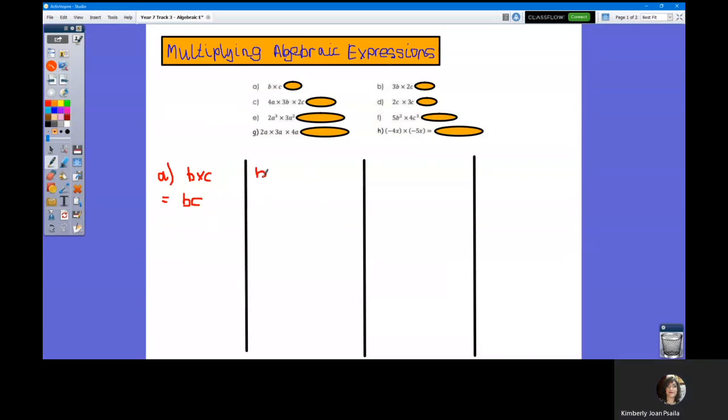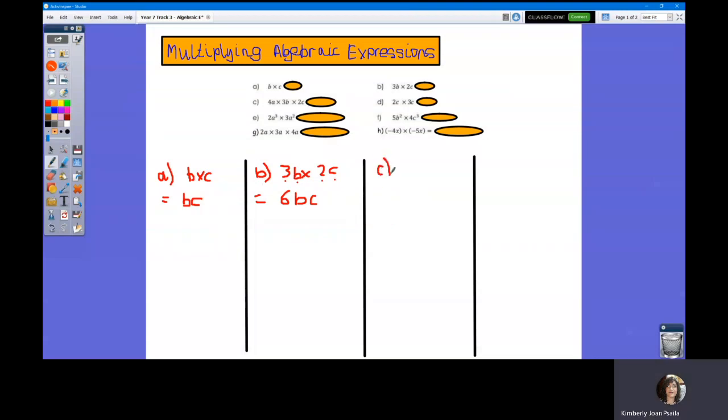Letter B. Remember that in algebra we don't write the multiplication sign. So we have 3b times 2c. Now we have coefficients, we have numbers. In my opinion, first you have to work out 3 times 2, and then you work out the letters. B times C gives us BC. And there you have your final answer. So first it is important to work out the coefficients, then multiply the letters.